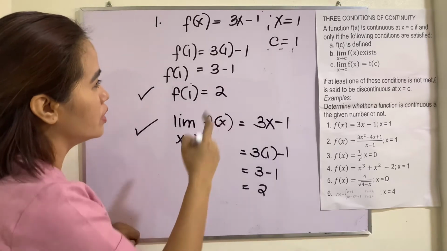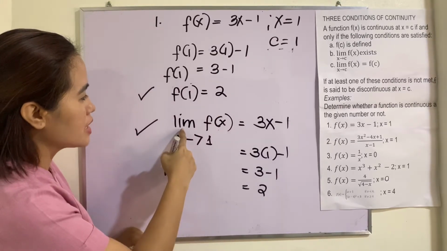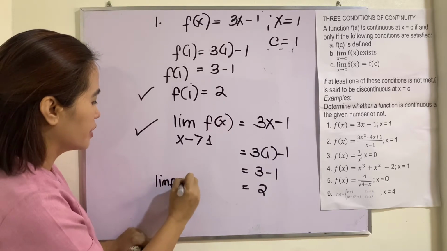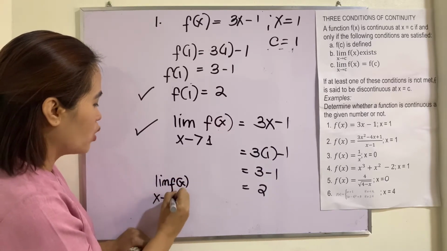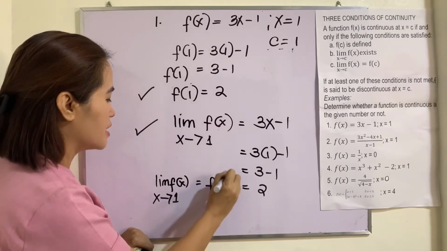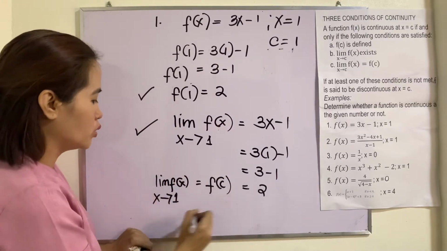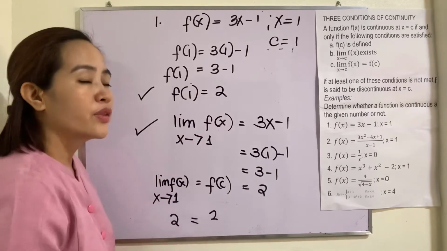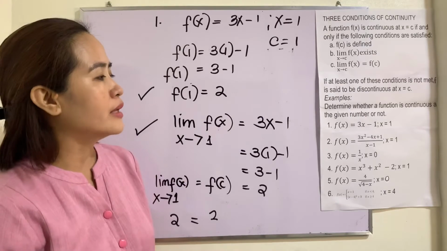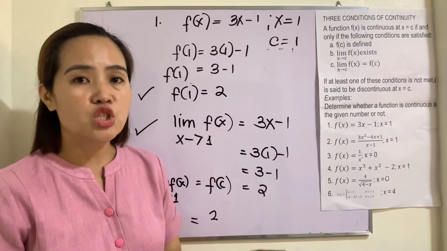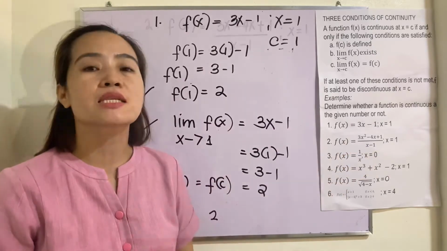What about the third? The limit of f of x as x approaches 1 is equal to f of c. So this one is equal to 2, and this one is also equal to 2. Therefore, we can say that the function f of x is continuous at x equals 1.